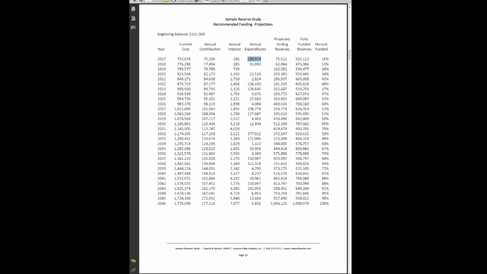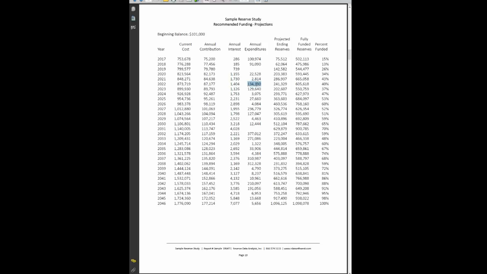Next column over is annual expenditures. These are the projects that are expected to occur in any particular year. You'll note that some years have zero or blank. Those just happen to be years when components do not come up expense-wise in their projections. Now, in reality, you probably will have component expenses every single year. It's unlikely that some components will have no expenses whatsoever for a whole year. There's usually something that will come up.